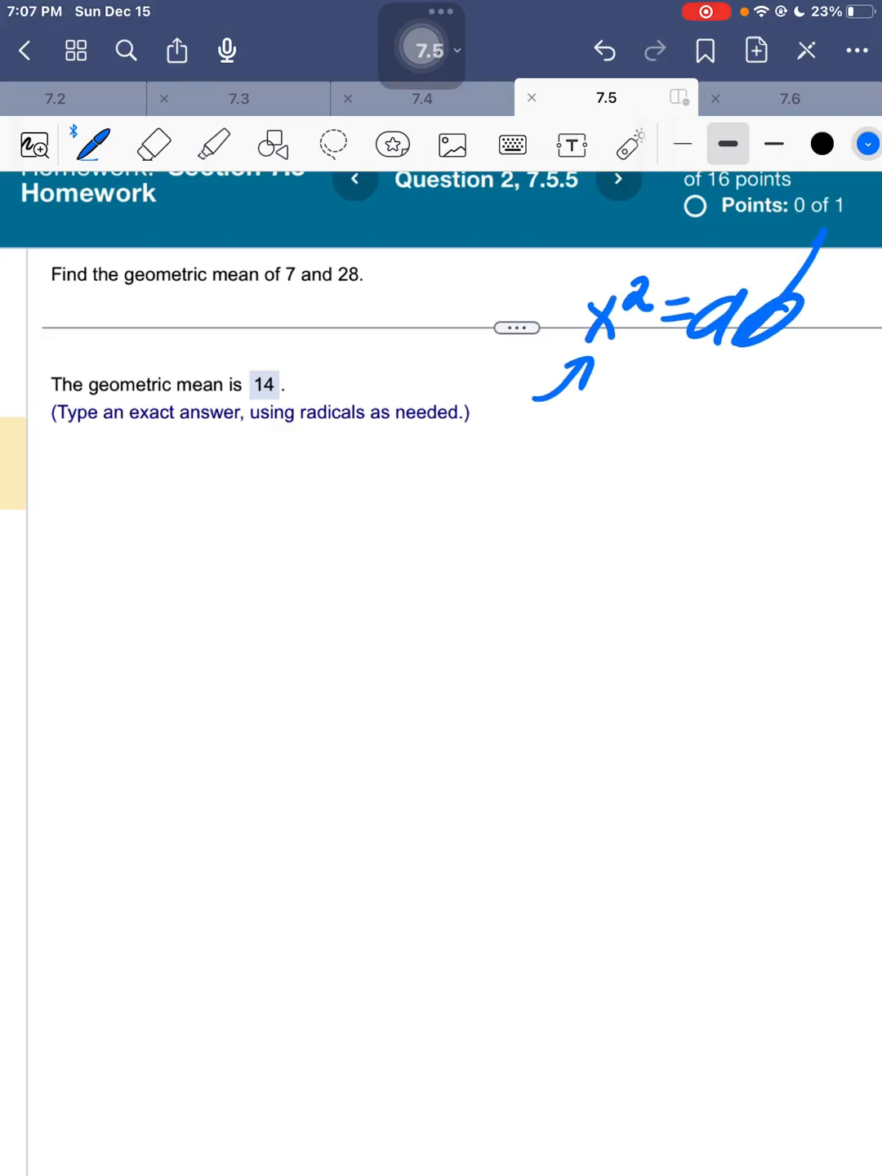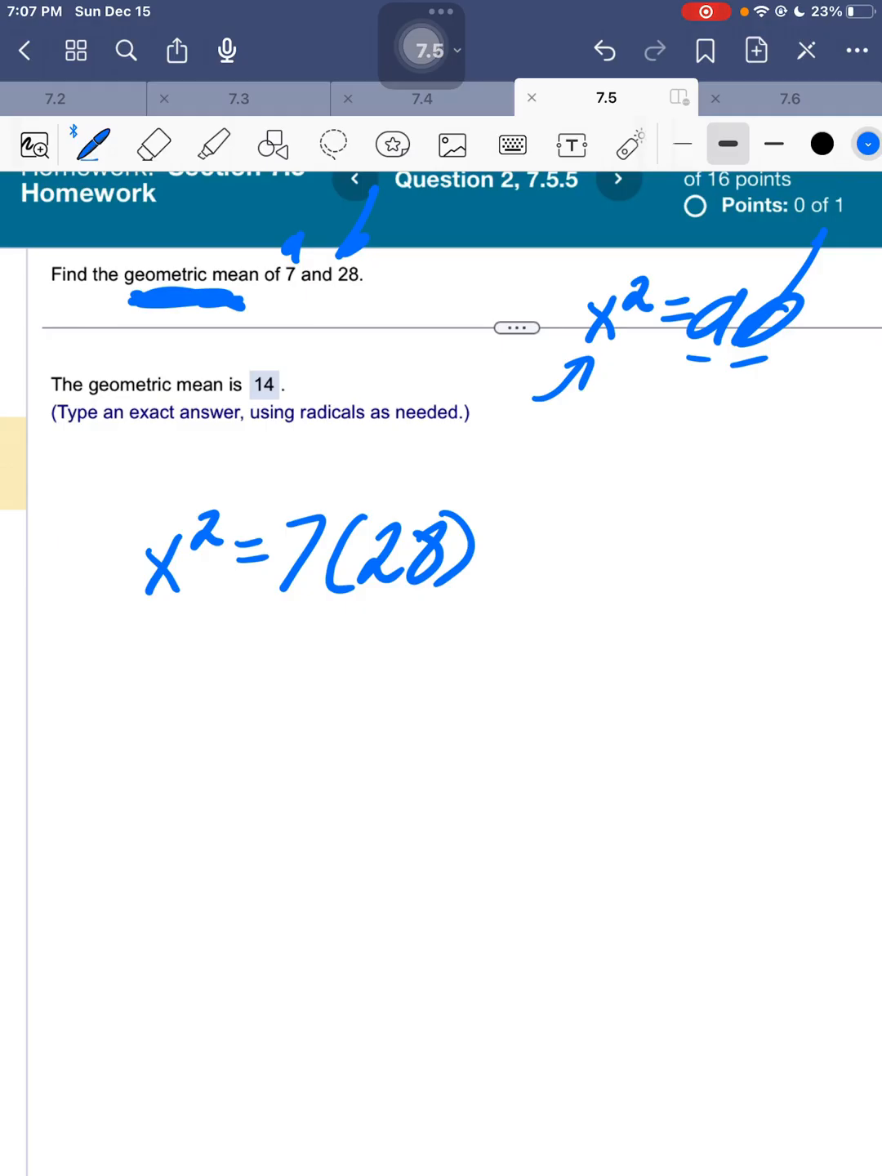Okay, geometric mean. We all know that the formula for geometric mean is x squared equals AB. So this x squared is the geometric mean. Do we know the geometric mean? No. And we know that A and B are this and that. So let's plug that in and find our geometric mean, which is x. So x squared equals A, which is 7, times 28.